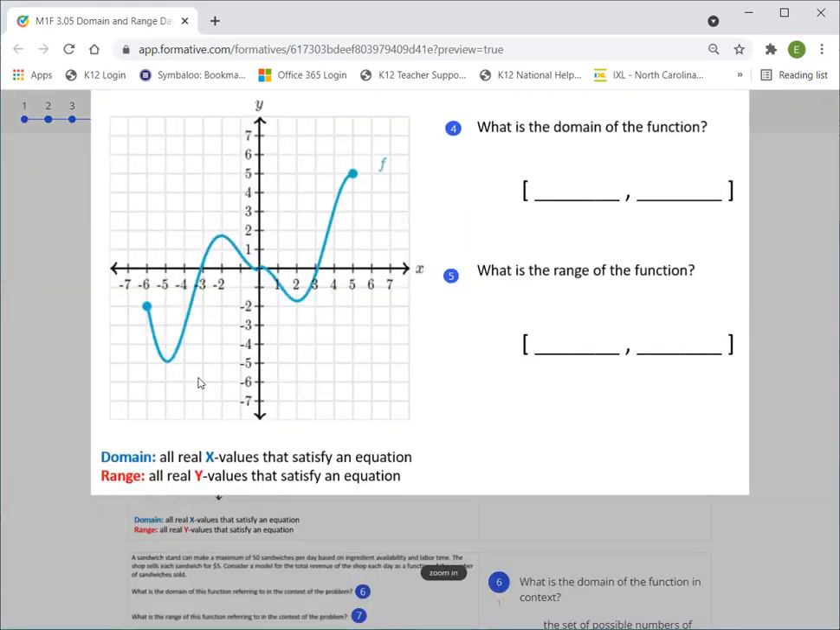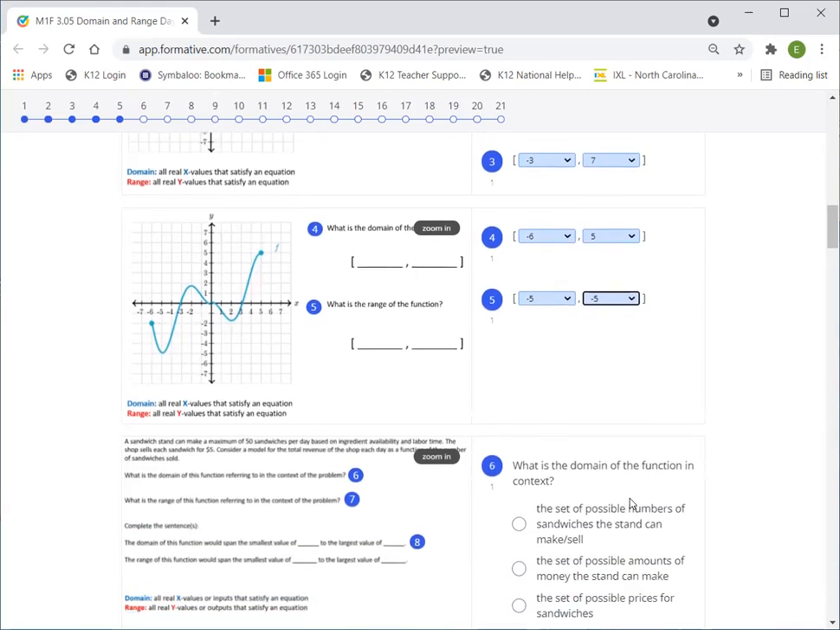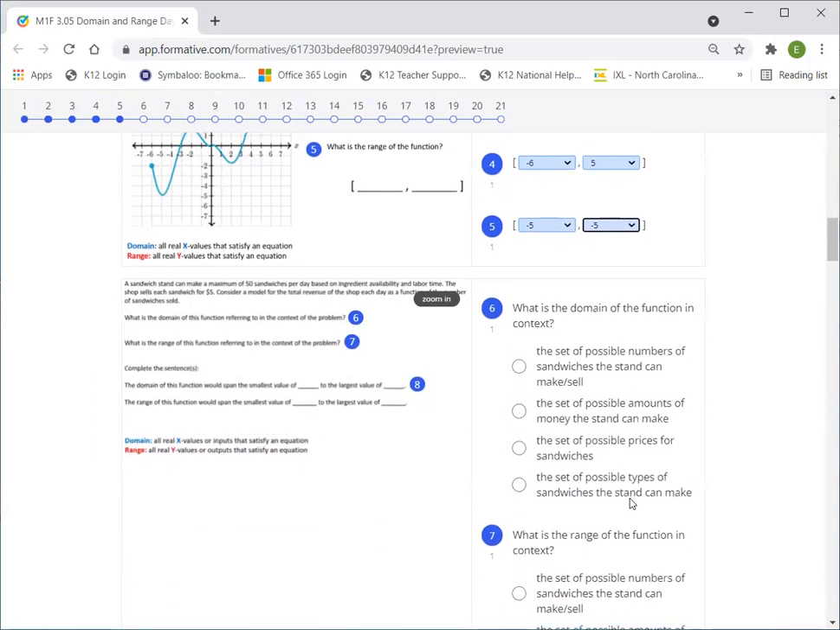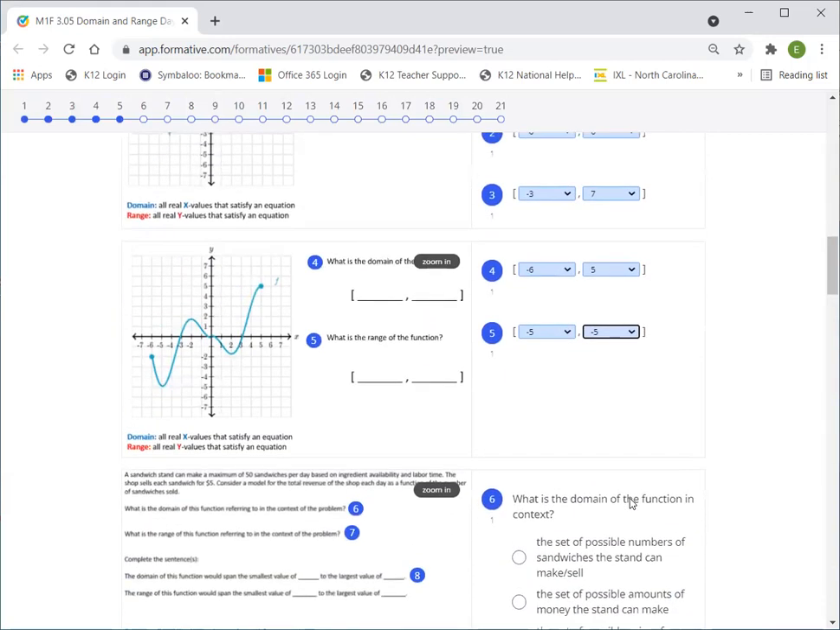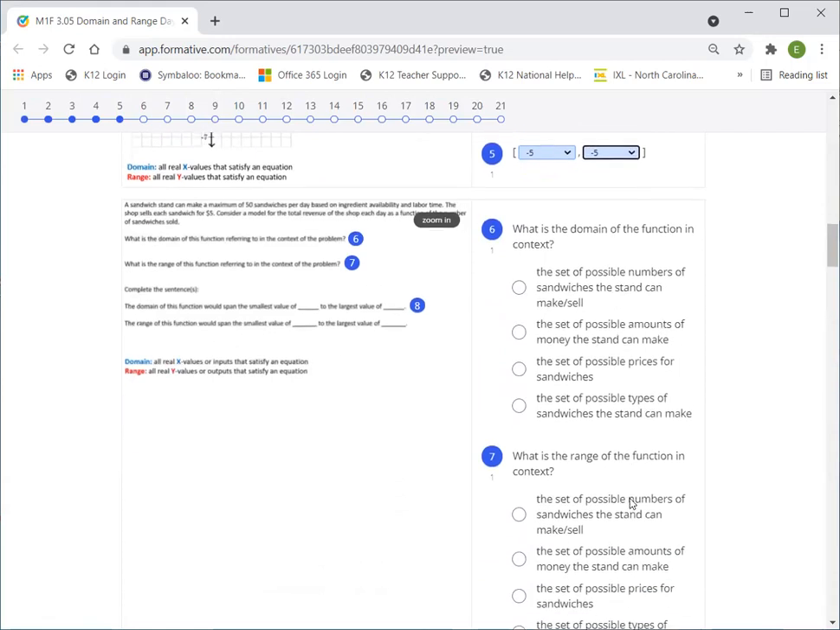Then lowest to highest, we want to find the lowest point. The lowest point on my graph is here. If I drag that over to the y-axis, because we're looking at range, that's at -5. And then the highest point on my graph is up here. If I drag that over to the y-axis, that's at 5. So -5 to 5. Okay, so that's how you do domain and range graphically.